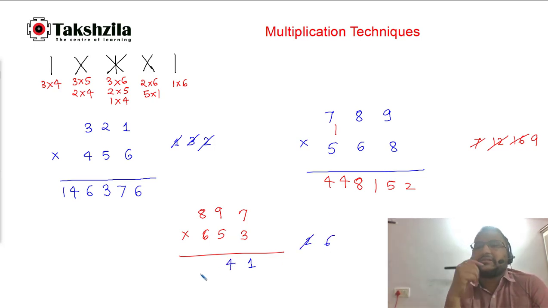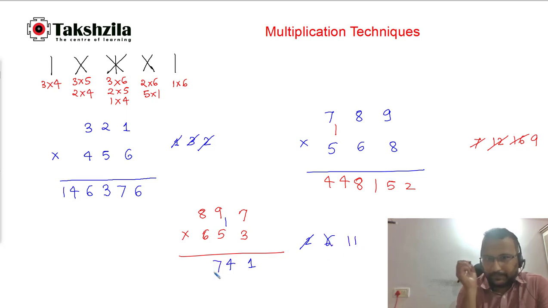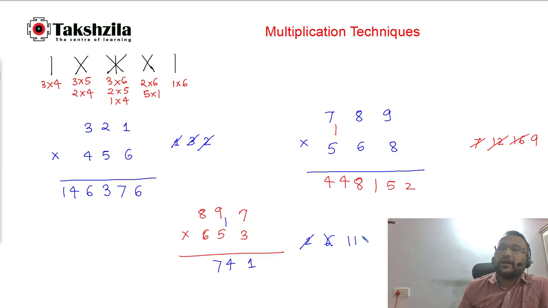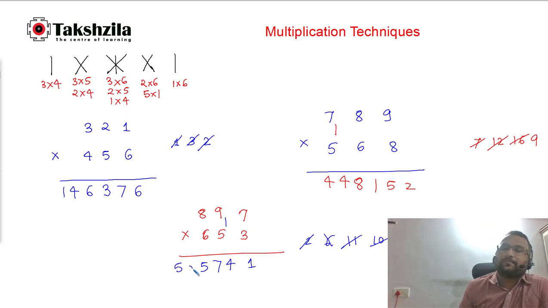After that, 7 6s are 42, 8 3s are 24. Now 42 plus 4 is 46. 46 plus 20, it's 66. 66 plus 45, 66 plus 5, 71 plus 40, 111 plus 6, 117. After that, 9 6s are 54, 8 5s are 40, 40 and 54 is 94, 95, 105. And 8 6s are 48 plus 10 is 58.